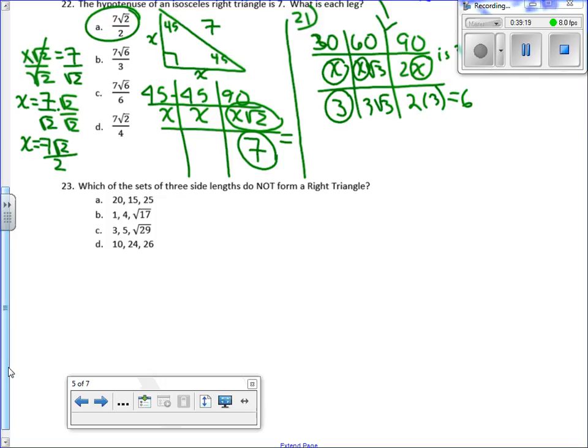Which of the sets of the 3 side lengths do not form a right triangle? So, in other words, we don't want a squared plus b squared to equal c squared. We want the left side to not equal the right side. Now, people are asking a great question. Well, how do you know which one is the hypotenuse, which one is c?